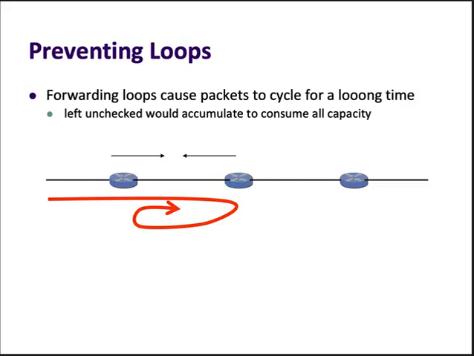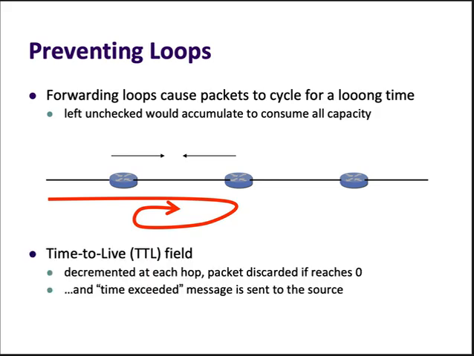So preventing loops, as I said, while we're waiting for routing to converge, it's possible that you have loops for a period of time. We don't want packets looping forever in the network. And so, very simple solution, we put a time to live in the packet header field. At every hop, as the packet is being forwarded, we decrement the TTL. If the TTL ever hits 0, this is one time we could send an error message back to the source saying time exceeded. And you used this capability when you did traceroute.